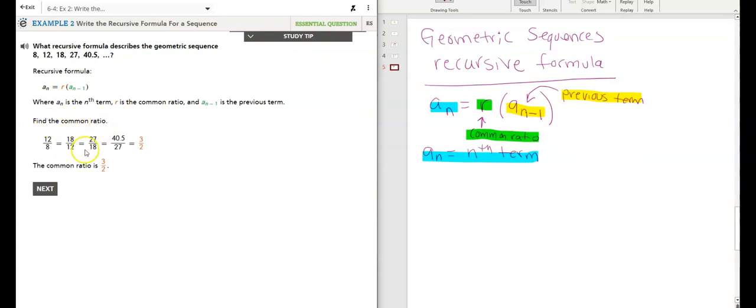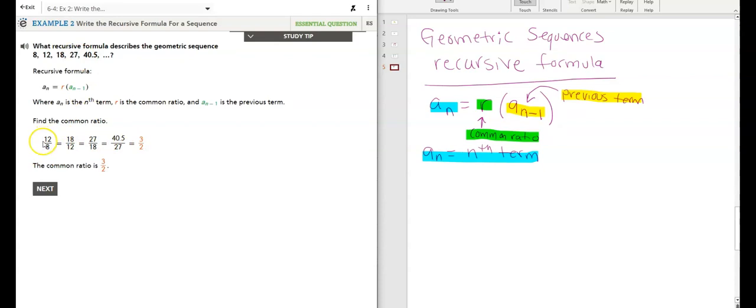So you're going to find the common ratio. They're basically dividing each of the terms by each other here. So they're doing 12 divided by 8, 18 divided by 12, 27 divided by 18, 40.5 divided by 27. And when they do that, they get the same ratio of 3 over 2.